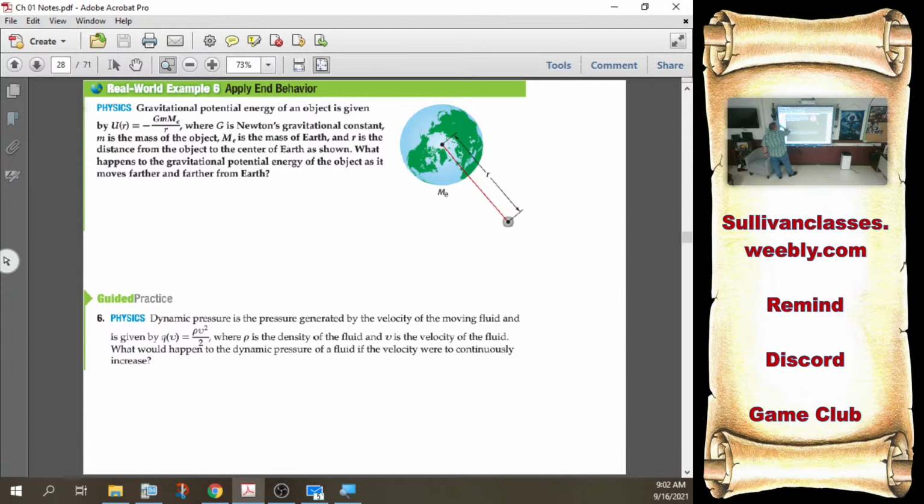All right, applying end behavior. This is more like common sense. Gravitational potential energy is given by an ugly formula. G is Newton's gravitational constant. M is the mass of the object. M sub E is the mass of the Earth.